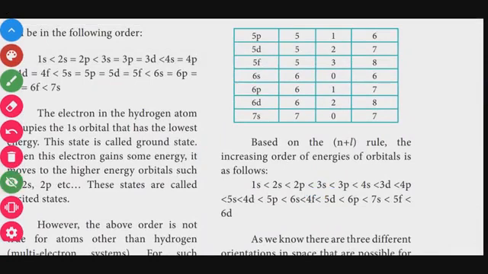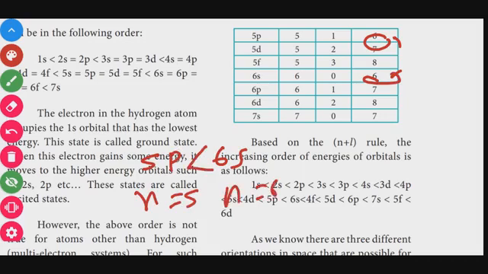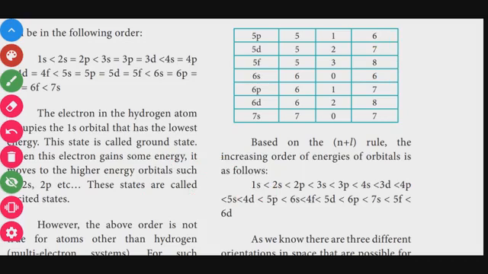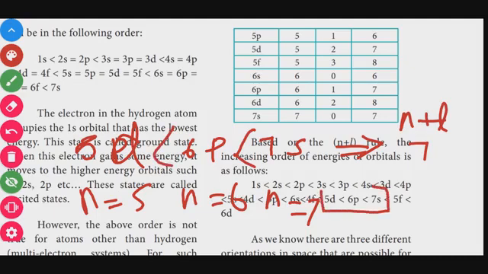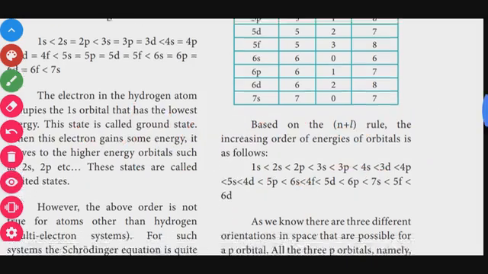Next, see 5p and 6s. Comparing 5p and 6s, the n value here is 5 and here is 6, so 6s is greater than 5p. Next, 5d, 6p and 7s. For 5d, 6p and 7s, the n values are 5, 6 and 7, but the n plus l value is the same, that is 7. So the energy increases in the order 5d, 6p, 7s. This is how we should write it. This is all about the n plus l value.